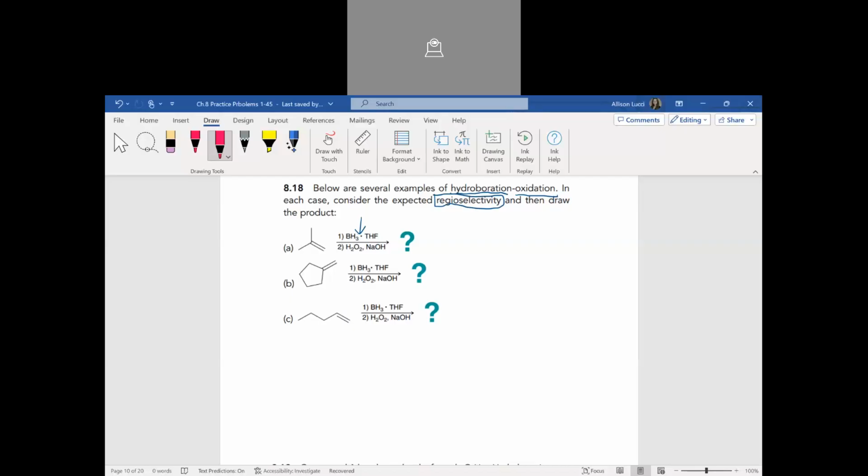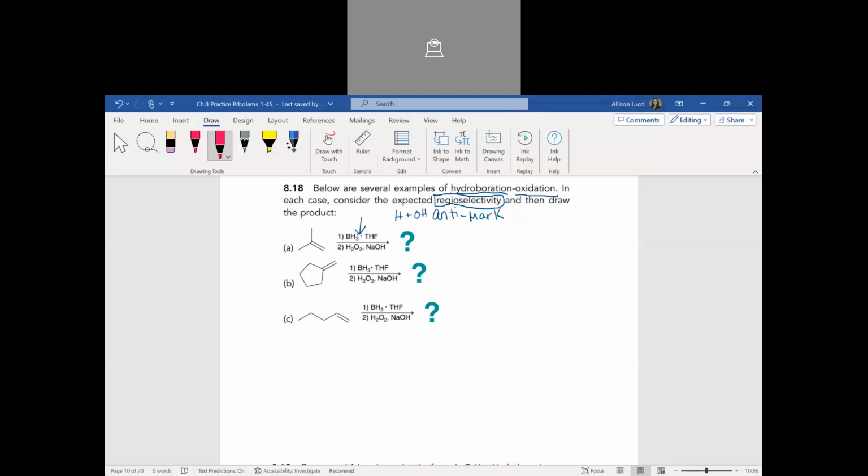So we know that we're going to add in an anti-Markovnikov fashion, right? We're going to add H and OH across our pi bond. So let's do H and OH in an anti-Markovnikov addition.